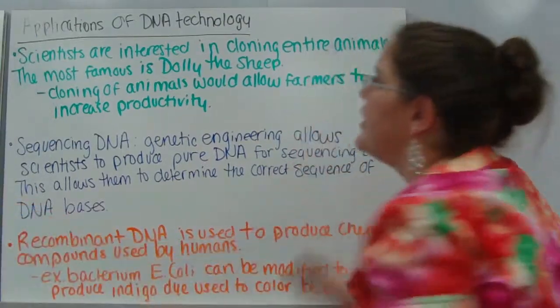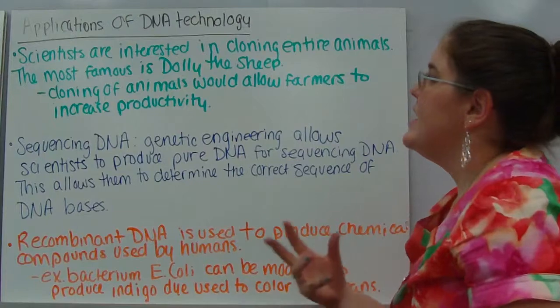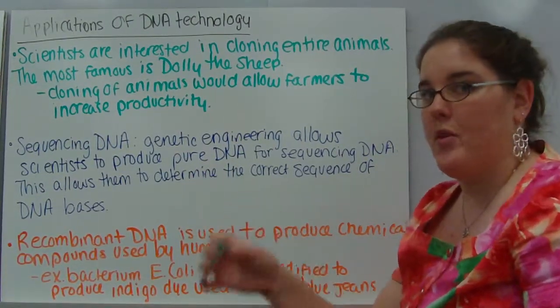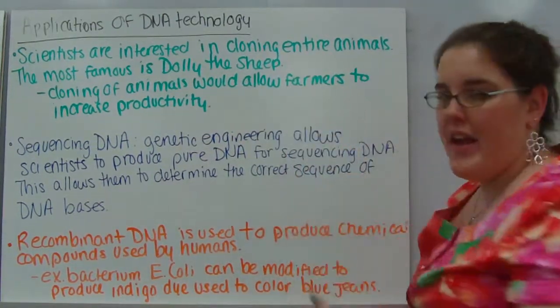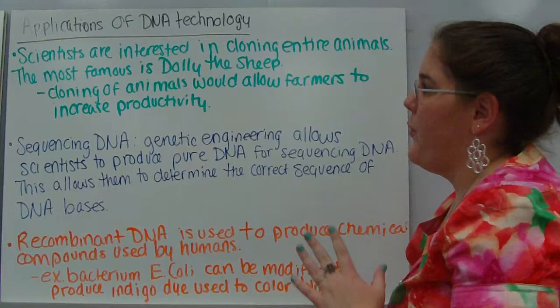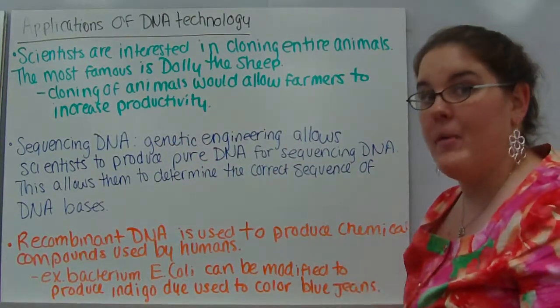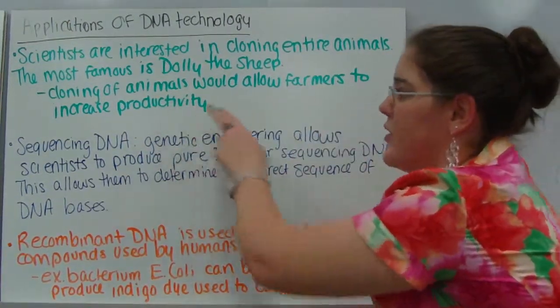All right, so now we're going to talk about applications of DNA technology. Scientists take these different genotypes and these different things they've already looked at from their applied genetics, but they're also particularly interested in cloning entire animals. The most famous that we have cloned so far is Dolly the sheep in 1997 on a farm in Scotland. And the cloning of animals would allow farmers to increase productivity.